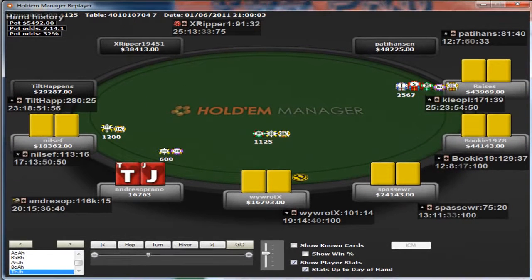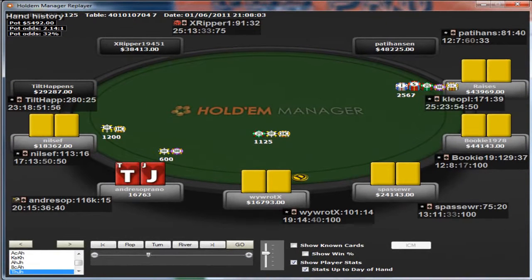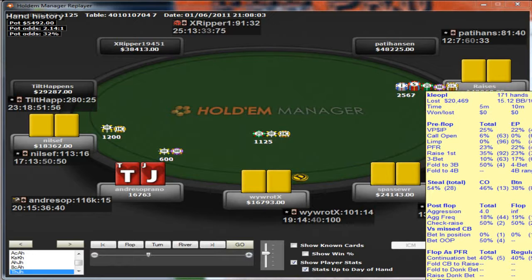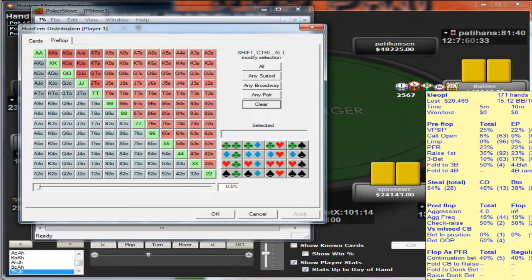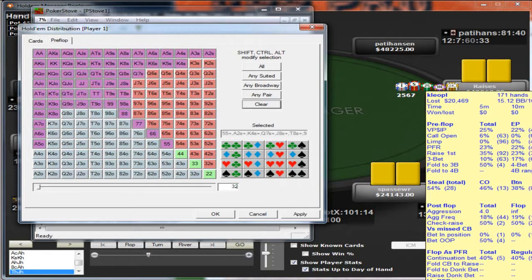This can give us a fairly accurate idea of how often this player is raising in that situation. So if he raises 32% of the time when he is in middle position, we go to PokerStove and we see that he's raising with any ace.